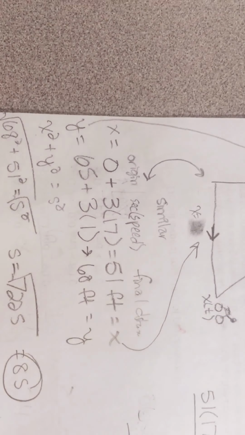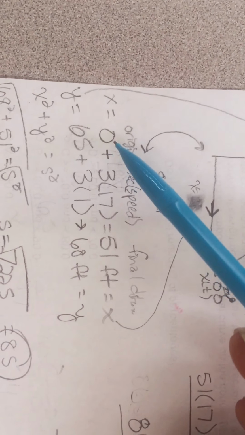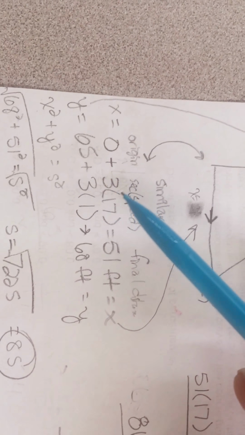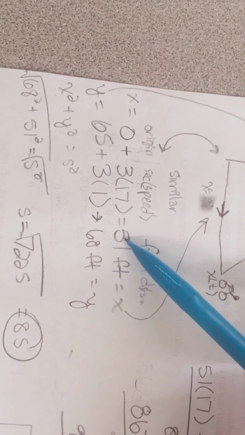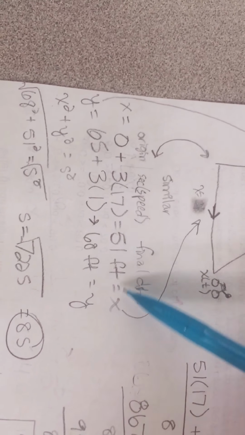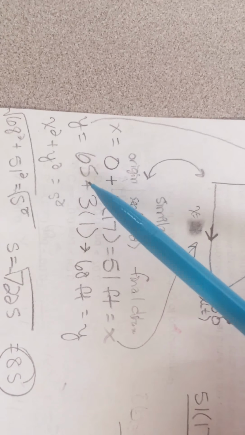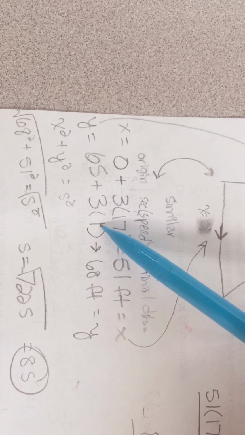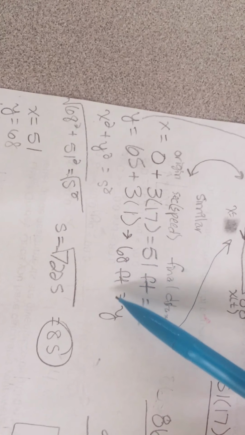So if we go over here, we see that for x, it's originally at 0, but after 3 seconds at the rate of 17 feet per second, it has a final position of 51 feet. So it's 51 feet for x. And then y is originally 65 feet in the air. Then you add 3 more seconds at 1 foot per second, so you have 68 feet equals y.